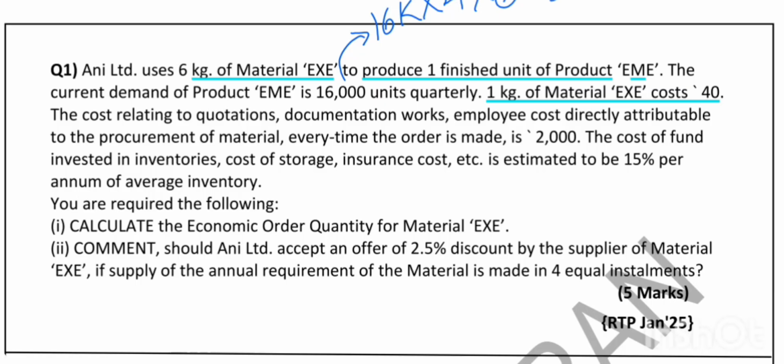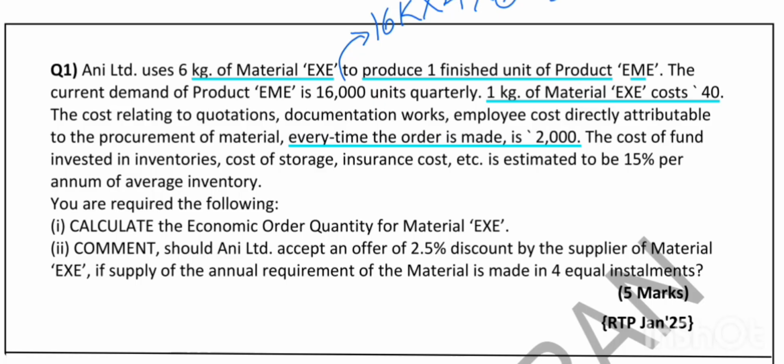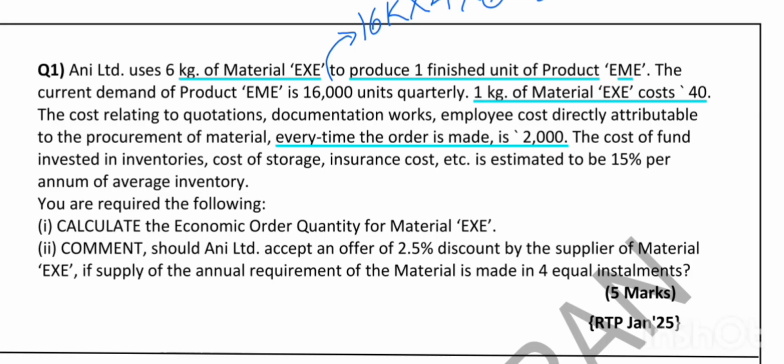So the purchase price of raw material is 40, and then the cost relating to quotation, documentation work, employee cost directly attributable to the procurement of material, every time the order is made, is 2,000. So here the ordering cost per order is 2,000, and then the cost of fund invested in inventories, cost of storage and insurance cost etc. is estimated to be 15% per annum of average inventory. So this is carrying cost.